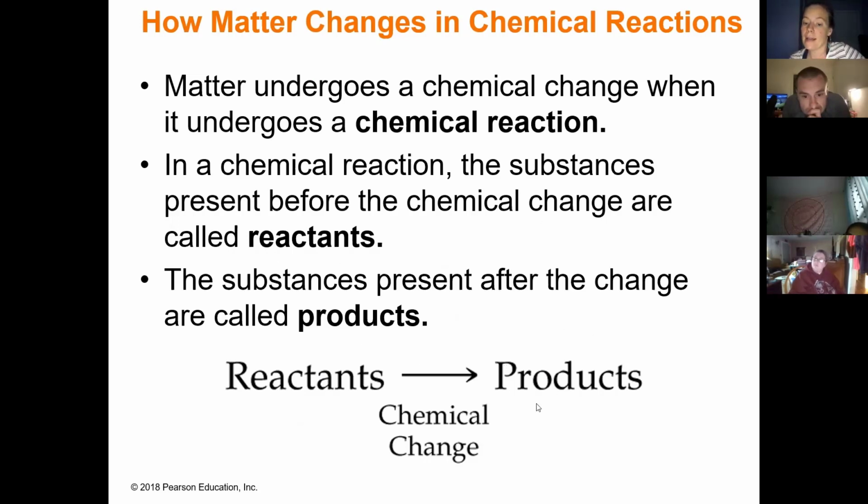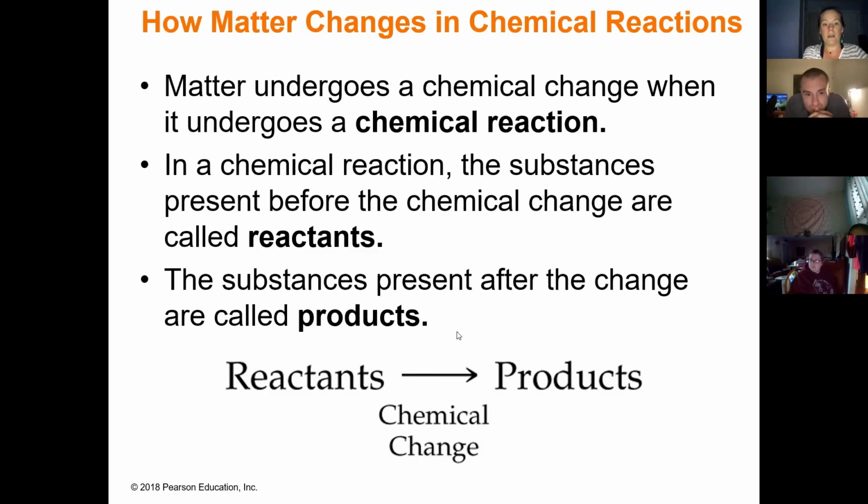Products will go on the right side. You have to have at least one, but you could have a lot more. And then there's going to be an arrow that separates those two. The arrow signifies a chemical change. Sometimes there are additional symbols up here, like little element symbols that let you know that there was a catalyst, or a little delta symbol to let you know that there was some sort of heat involved. But the arrow in and of itself is just letting you know that reactants have turned into products.